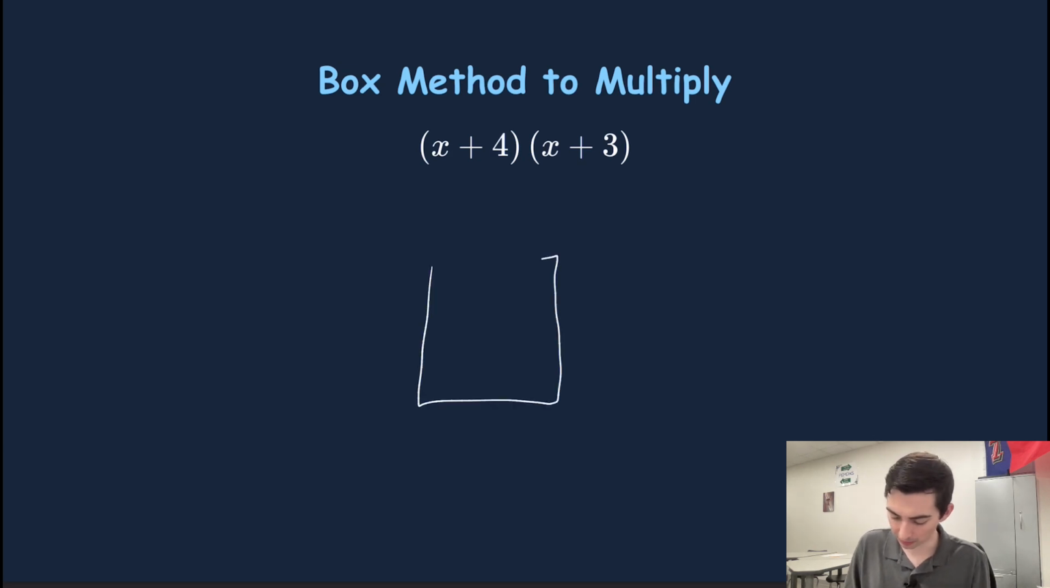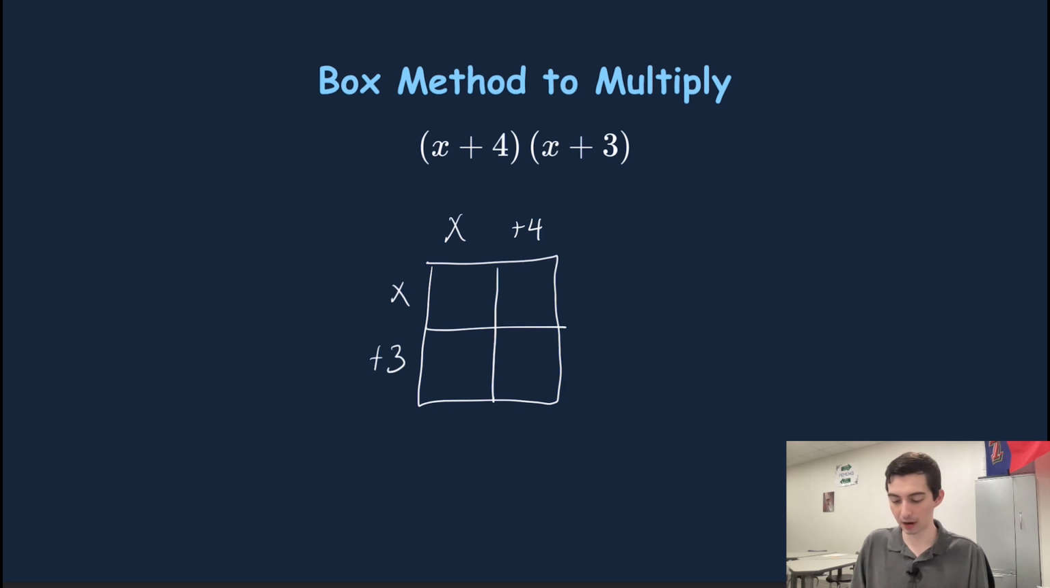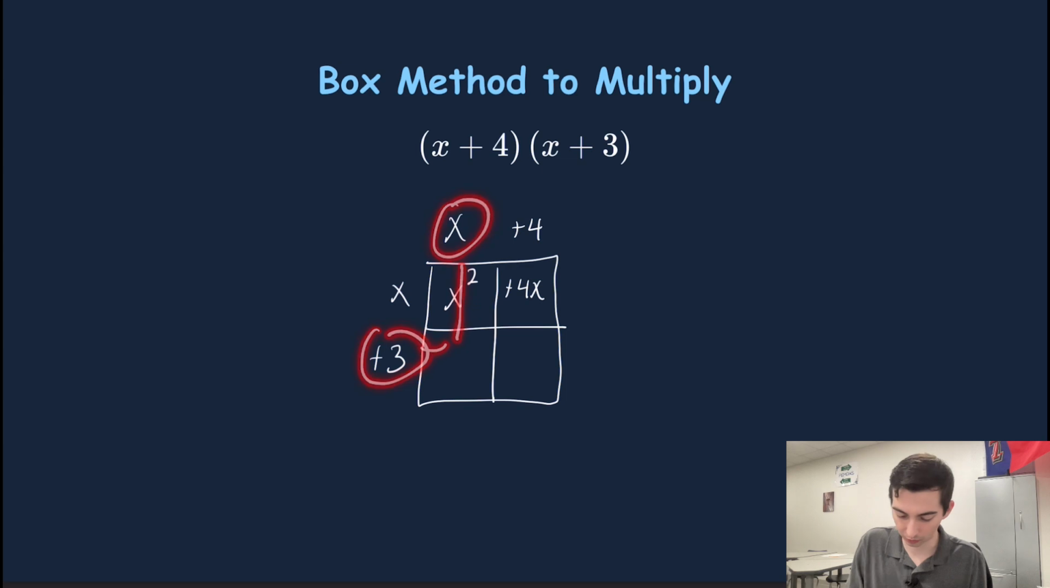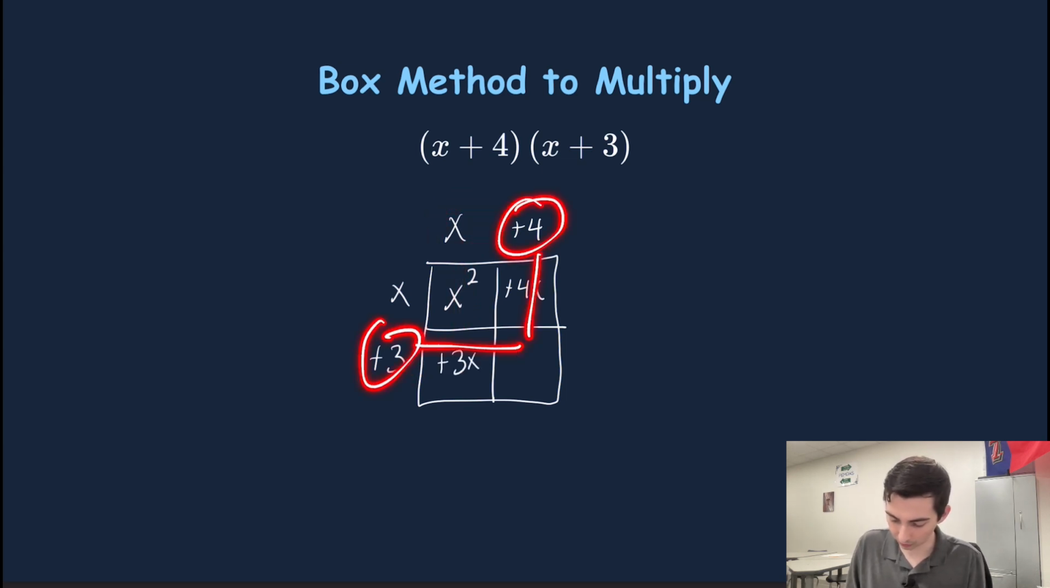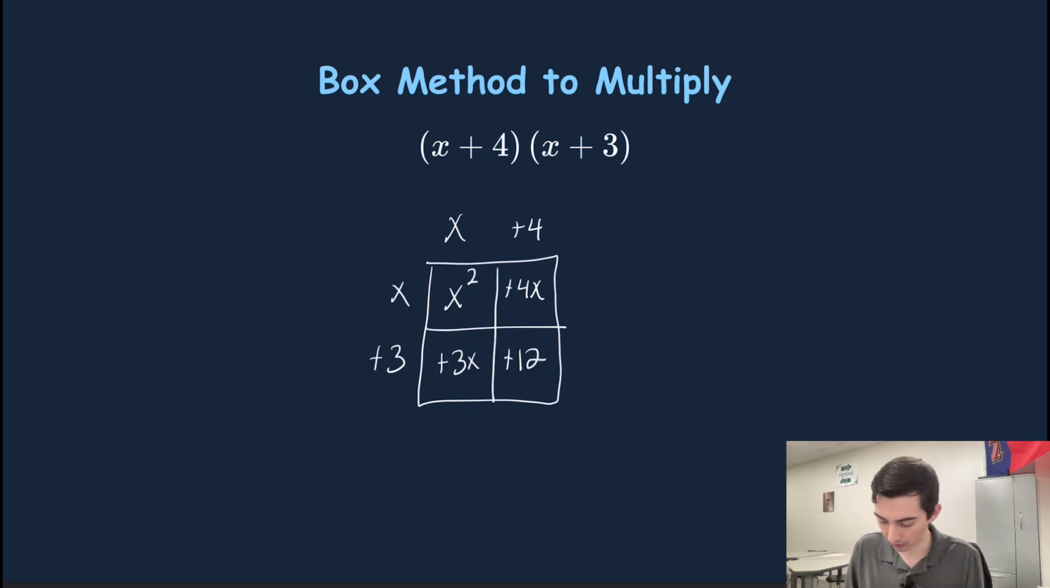When we set up the box method, I just take one of my binomials here, and I'm going to put it on top, and the other one I'm going to put down the side. And now we're just going to multiply whatever two terms meet up in that box. So I'm going to have x squared, because here I have x times x. Then I have 4 times x, which will just give me plus 4x. X times 3 will just give me plus 3x. And then I've got 4 times 3, which will just give me plus 12.